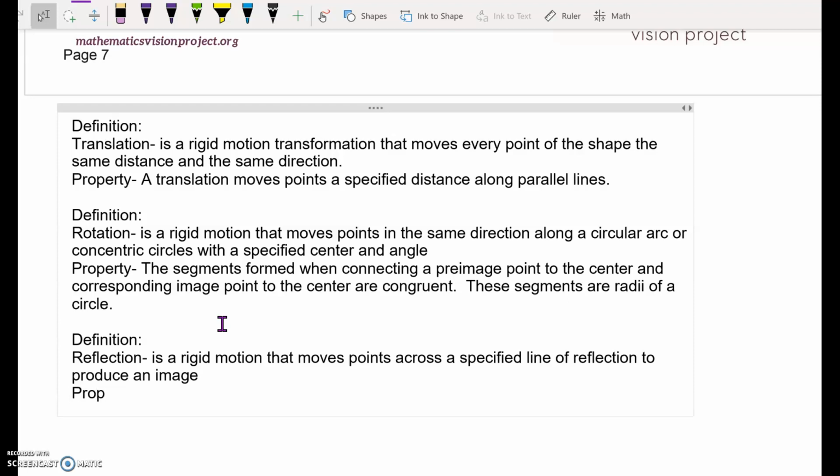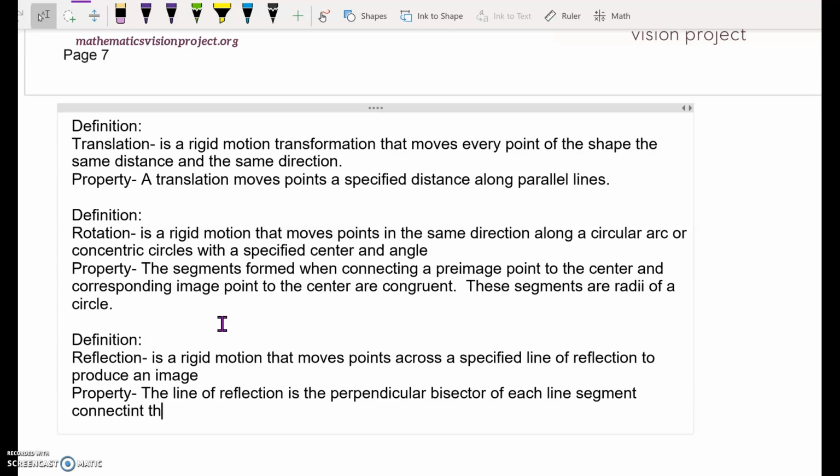Image. All right, and the property associated with reflection is that the line of reflection is the perpendicular bisector of each line. All right. So the property of a reflection is that it moves along that perpendicular bisector of that line of reflection.